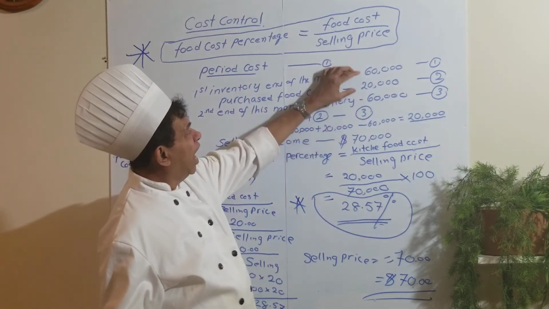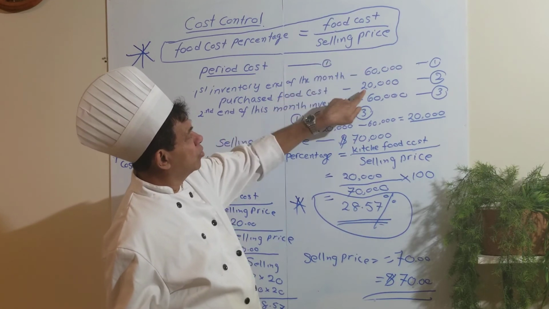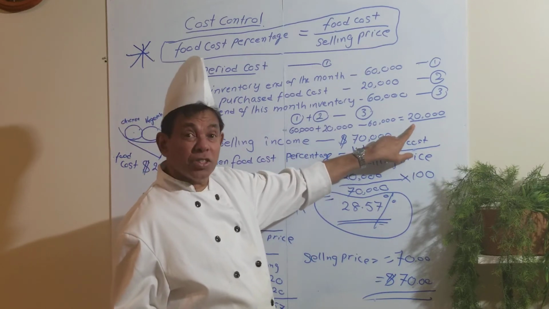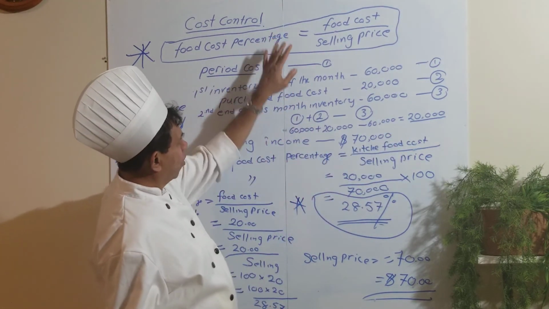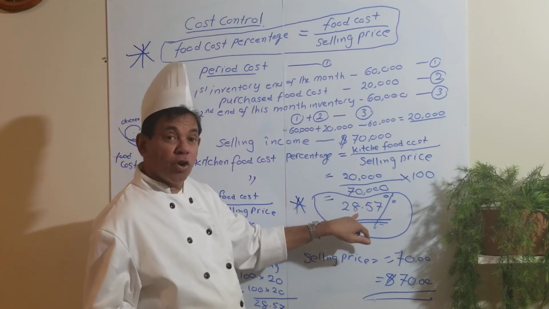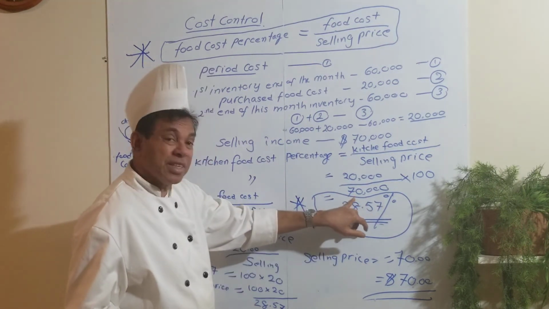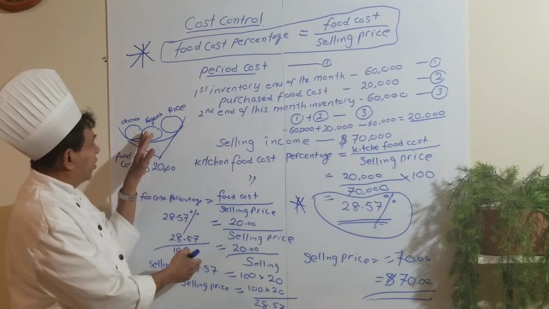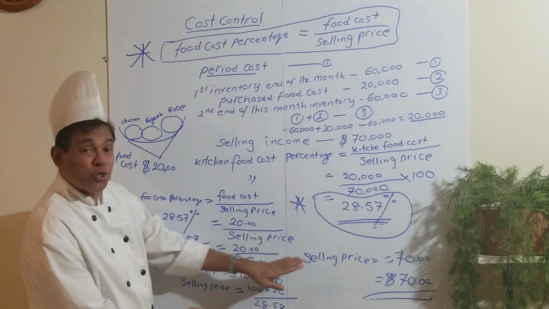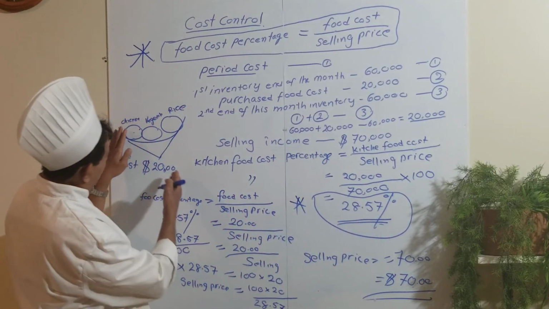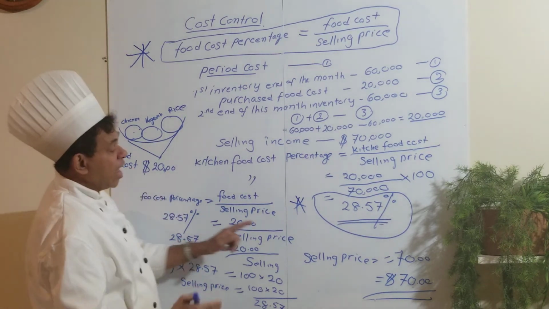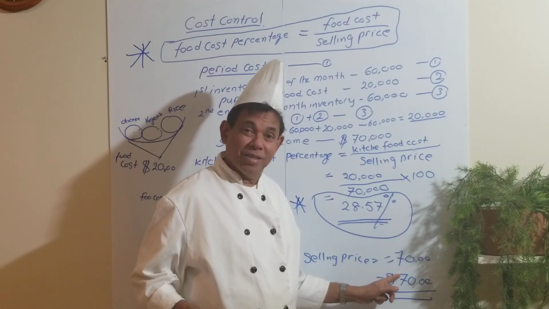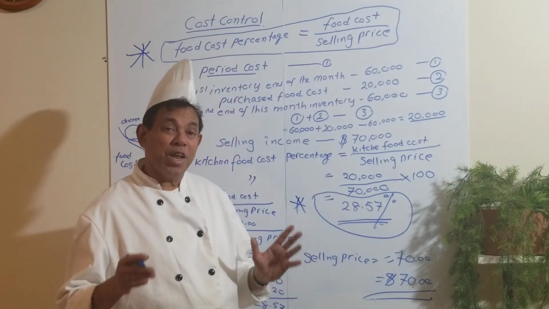Then what I did, I add 60,000 to 20,000 minus 60,000, and I got my food cost. Then according to this formula, I calculated my food cost percentage of the kitchen. With the food cost percentage of the kitchen, I calculated my selling price of the plate. You saw how I did it. For this $20 value of food, I have to sell at $70 for the customer. That is the way, in the simplest manner.